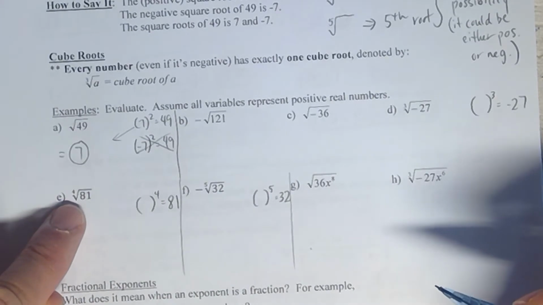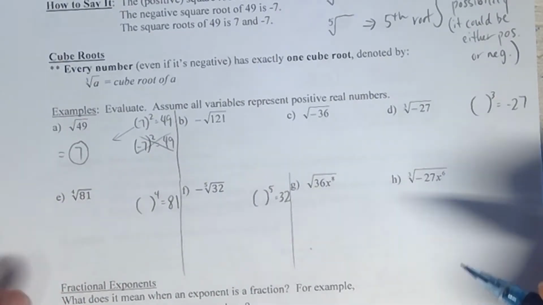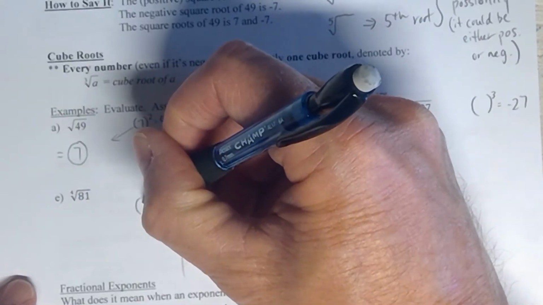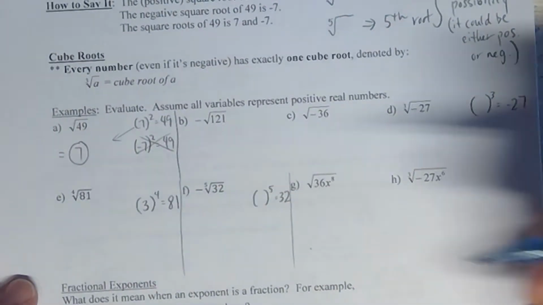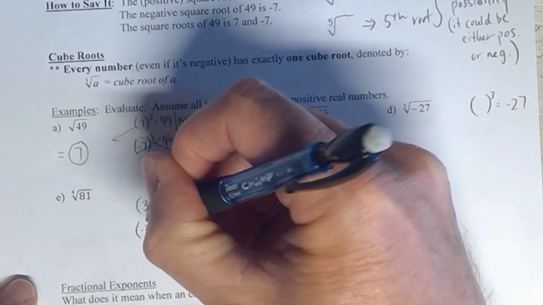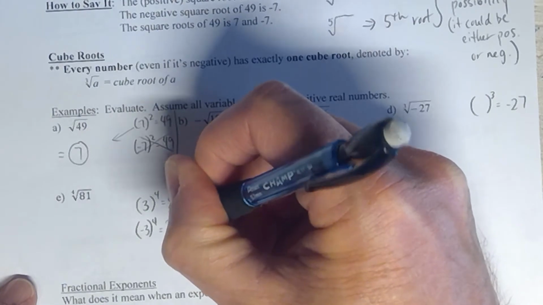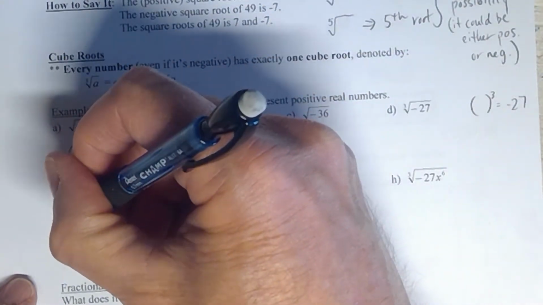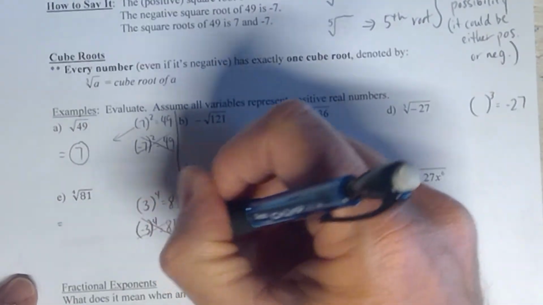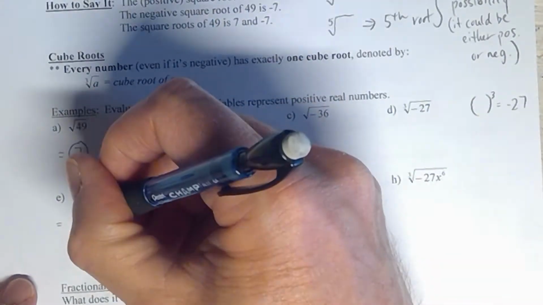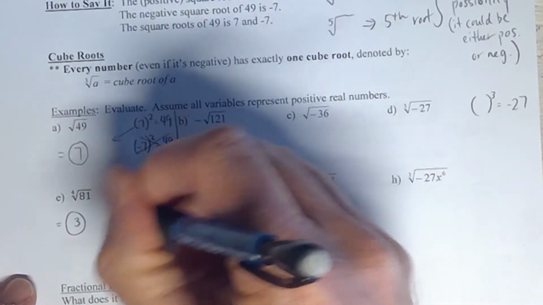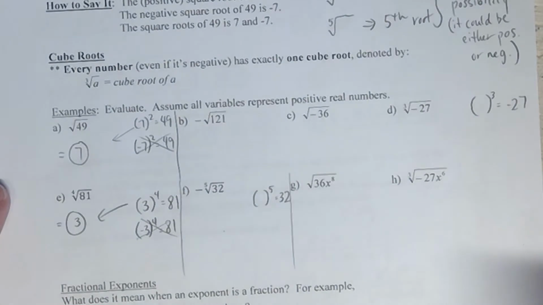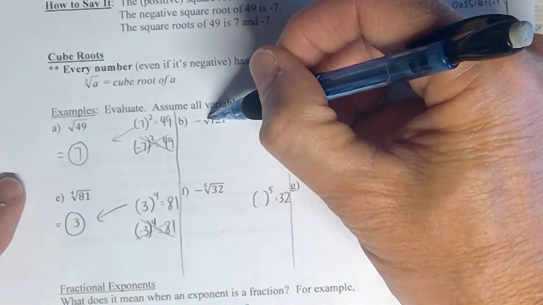Same thing here when that is a fourth root, because that's an even rooted radical. We're just going to do 3. It's also true that -3 to the fourth power is equal to 81. That's also true. But because that's an even root, we don't want that one right there. Okay, we just want the positive answer.